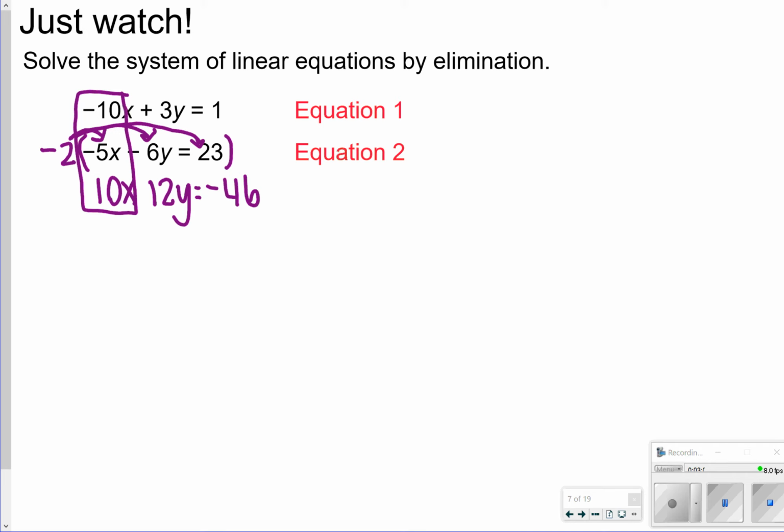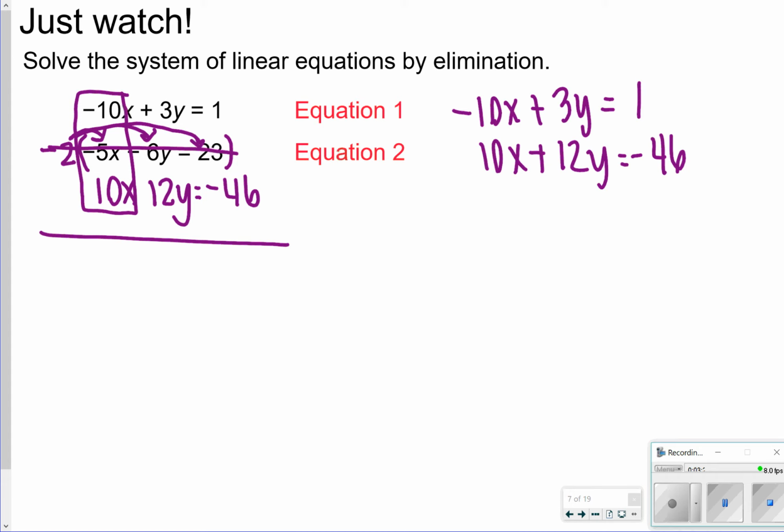Now I'm ready to go ahead and eliminate. So that was step 1. I multiplied one equation to eliminate one of the variables. Now that I can add or subtract, let's go ahead and try that. So basically my new equation is negative 10x plus 3y. And I'm going to write this actually so you can see that a little bit. So here that is on the other side. So these 10x's can cancel out. 3y plus 12y is 15y. And 1 and negative 46 makes negative 45.